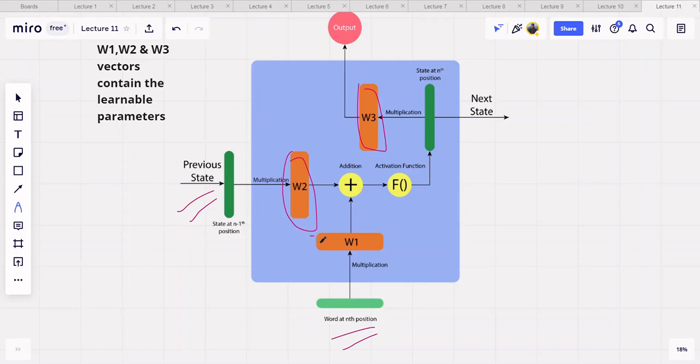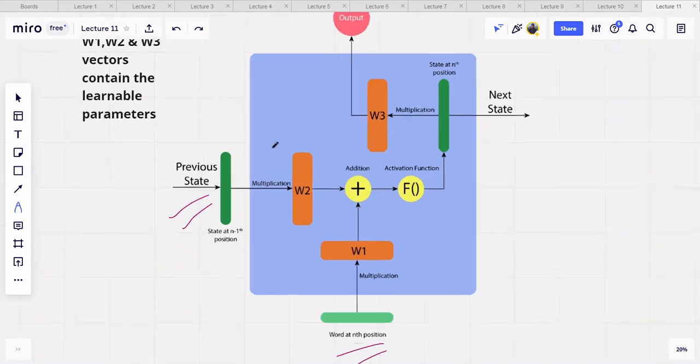These weight matrices are the learning parameters here. So the main goal of our recurrent neural network is to find the most optimal values for these weight vectors. Okay, so we have three weight vectors, w1, w2 and w3.